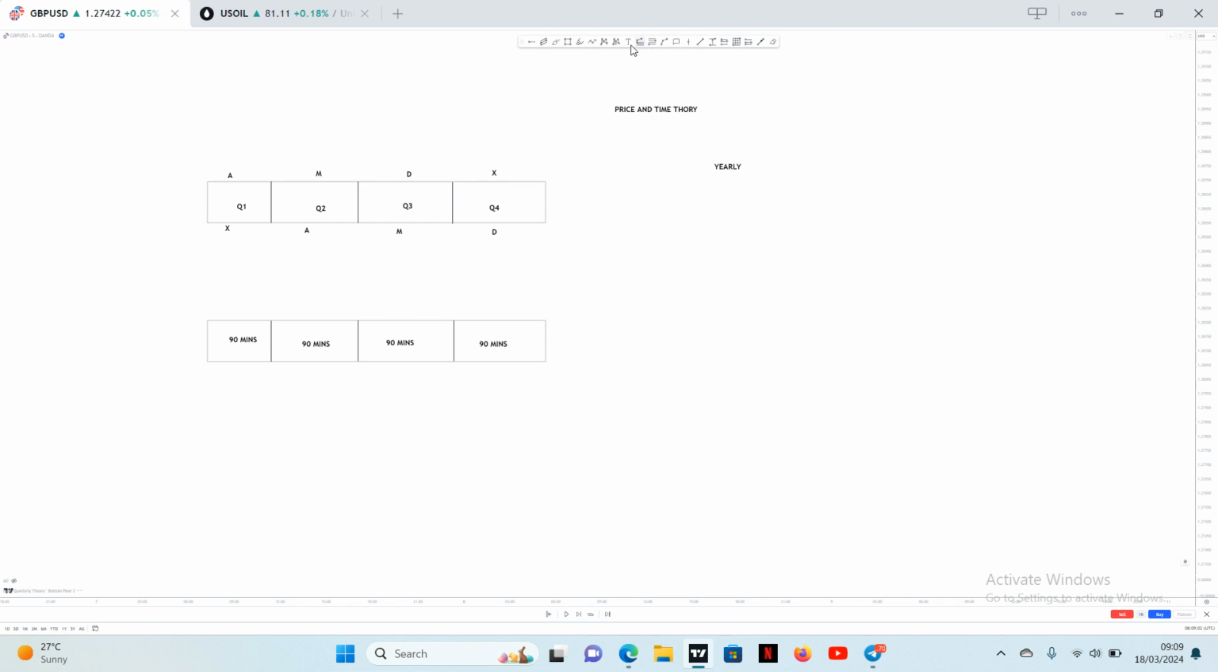Now, if I go down to the monthly time frame, the same thing is here. If you divide the month by 4, you understand that it will be comprised of 4 weeks. That means each week will represent one quarter. So the first week will be the first quarter, the second week will be the second quarter, the third week, and the fourth week. Now, this is where it gets interesting for the monthly.